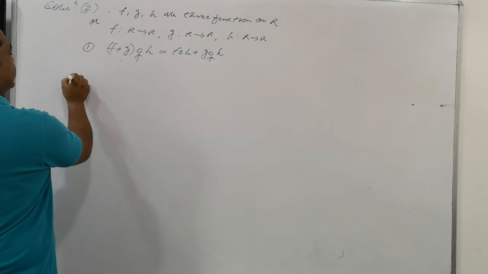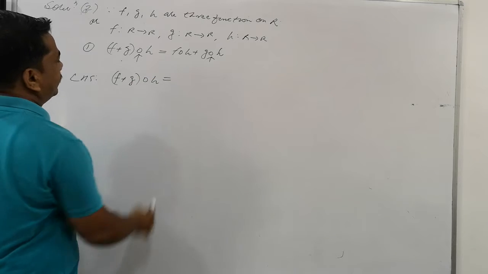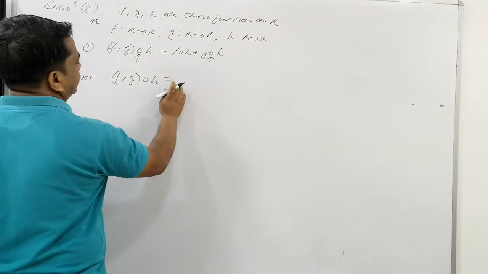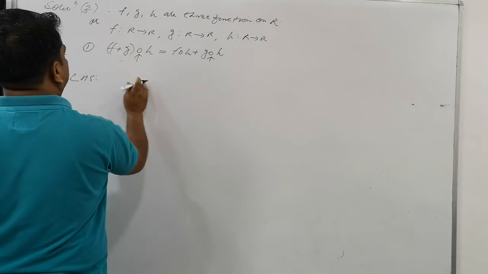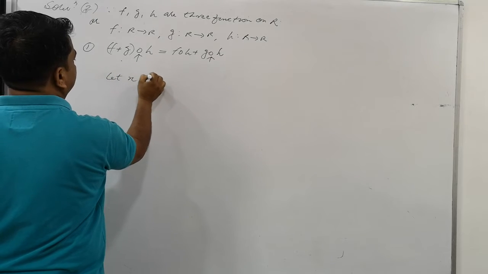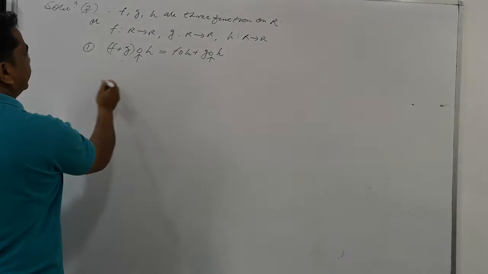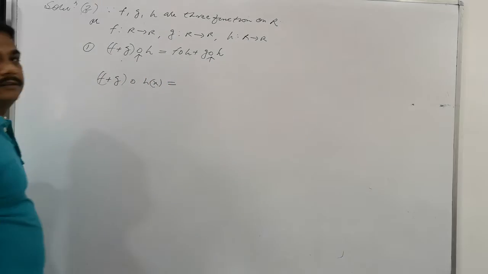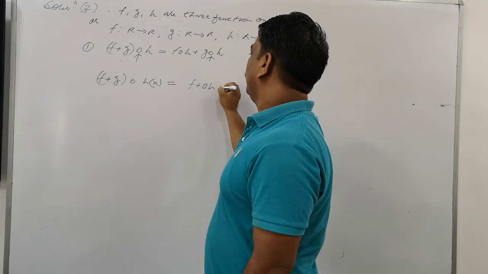So we'll start from the left hand side, (f plus g) o h. Let there be a variable. Let x be a real number. We do not need to give the expression separately. Can we write (f plus g) o h of x? Right. Further, this can be written as (f plus g) of h(x).